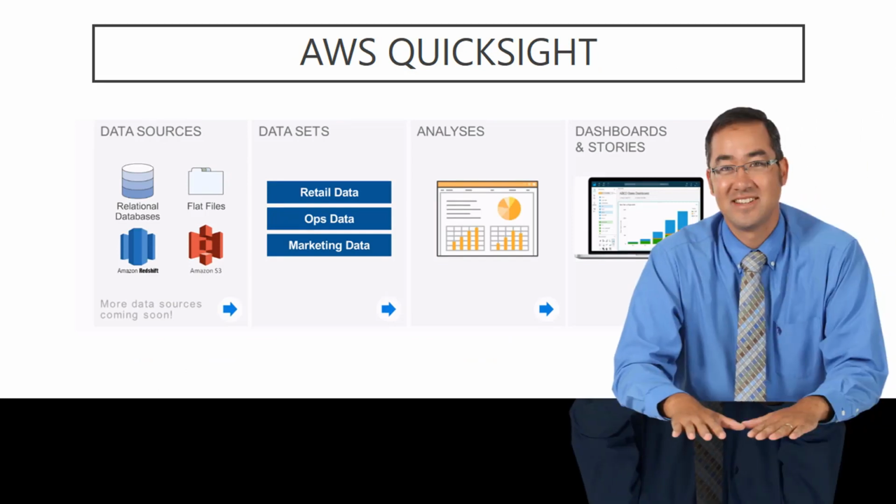Finally, we have the end objective, which is AWS QuickSight. Again, just a quick high-level workflow: data sources with data sets, do the analysis, and you create dashboards and stories. Of course, you're ready to present to any team members.